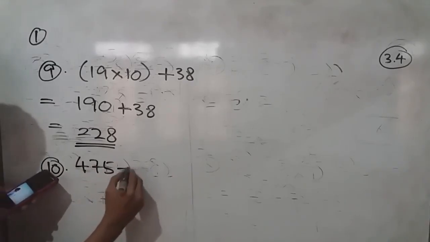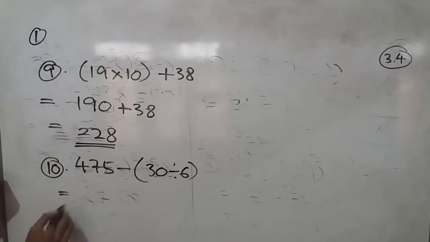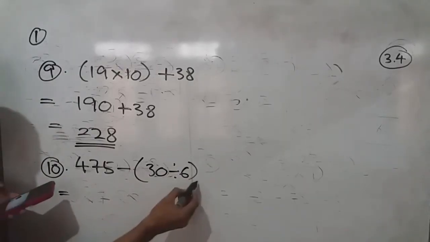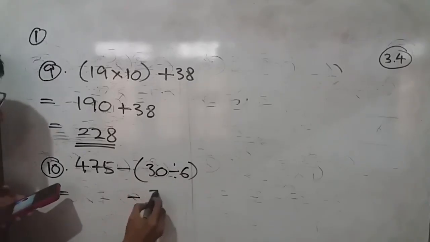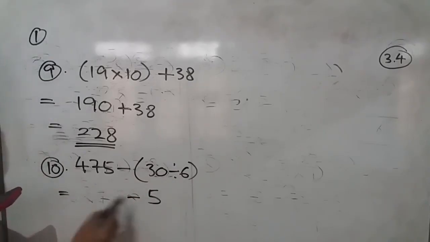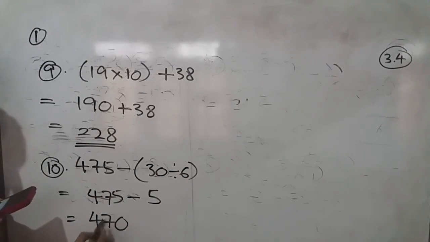Question number 10. 475, we have to subtract within brackets 30 divided by 6. Right? So we have to simplify the brackets. Right? So 30 divided by 6, that is a 5. Then we have to subtract 5 from 475. So here the answer is 470.